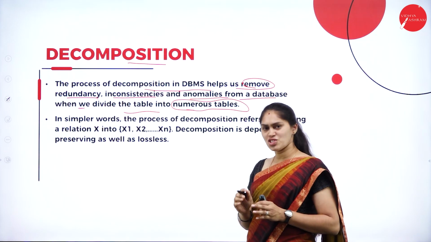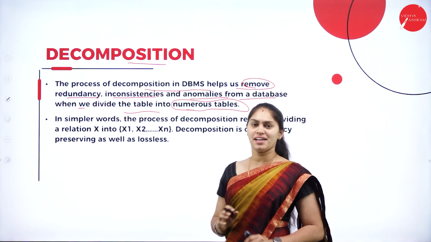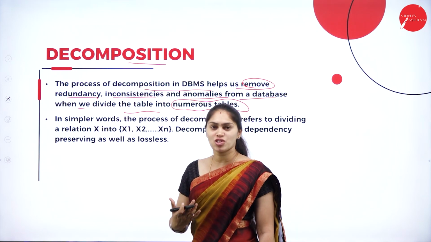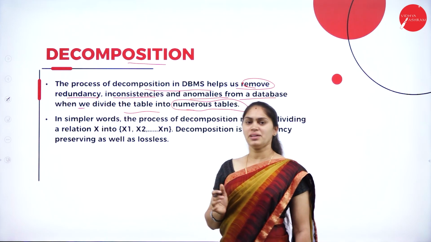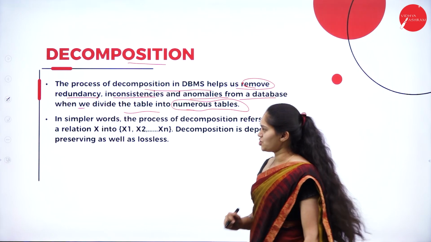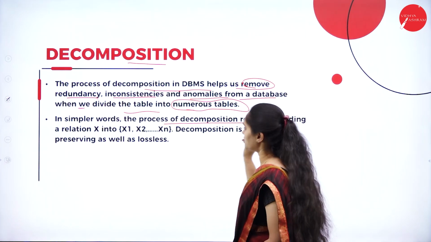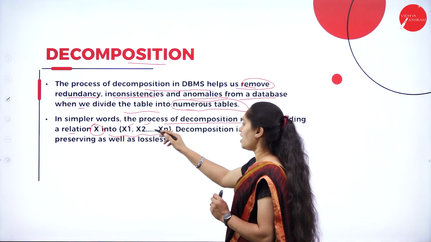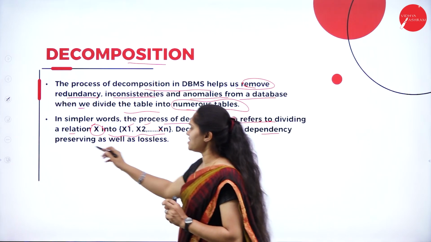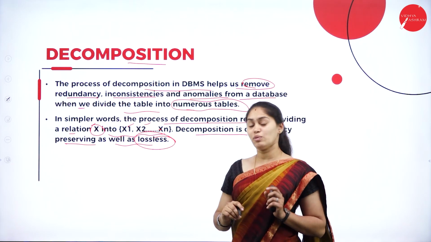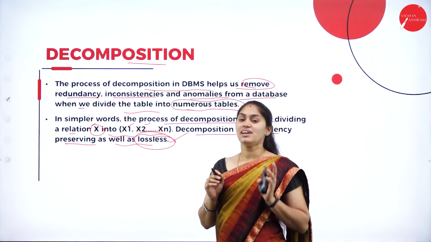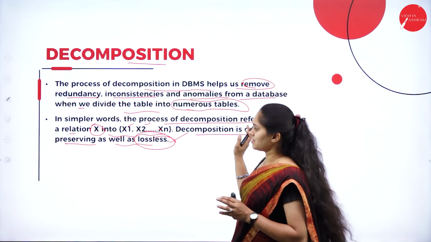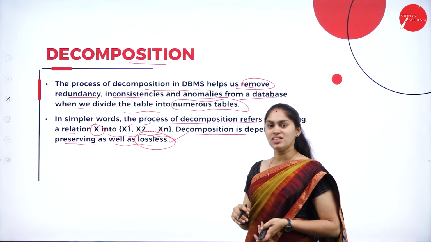So this decomposition will help us to remove the redundancy, inconsistency in the data, and also the anomalies. As we all know, we have insertion, updation, deletion anomalies. All those anomalies can be removed with the help of this decomposition. It is a process of dividing a relation X into a number of tables x1, x2 up to xn. So this is dependency preserving as well as lossless. You will get to know what lossless is in the coming slide. As of now, decomposition is nothing but what? We are dividing the table, or this relation, into a number of sub-relations.